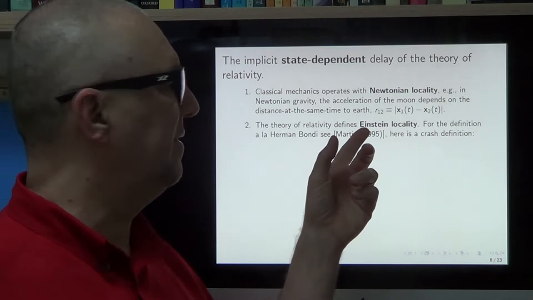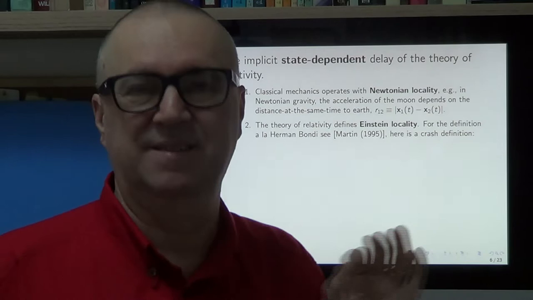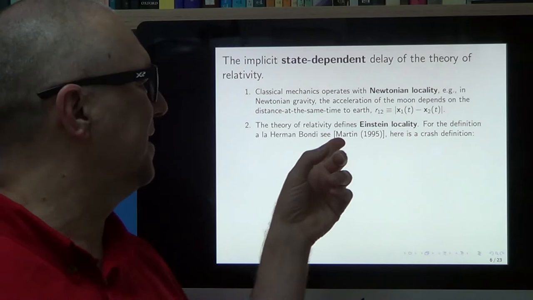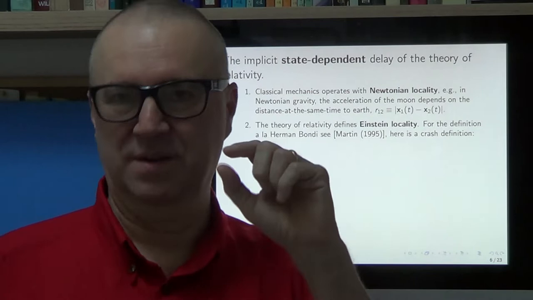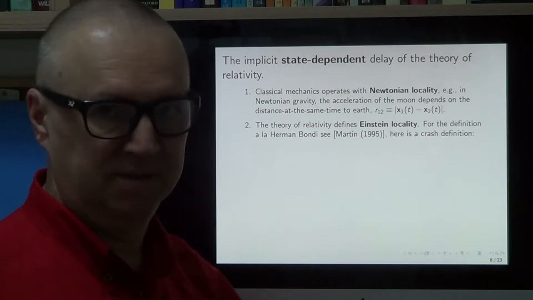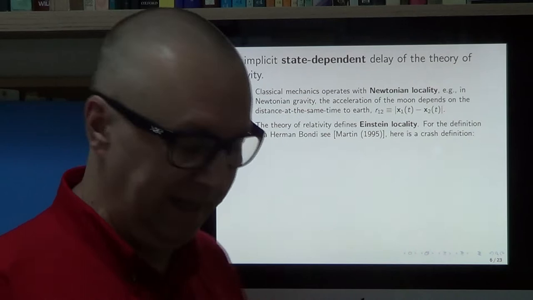For a definition, a la Hermann Bondi, which is the nicest, if you are studying state-dependent delay, I strongly advise you should read this book by Hermann and Martin. It's a very thin book. It's in my references. It's about the radar formulas of Bondi. A beautiful way to introduce the theory of relativity using state-dependent delay.